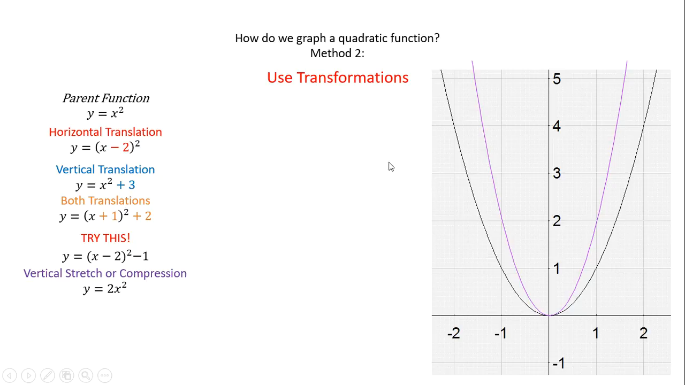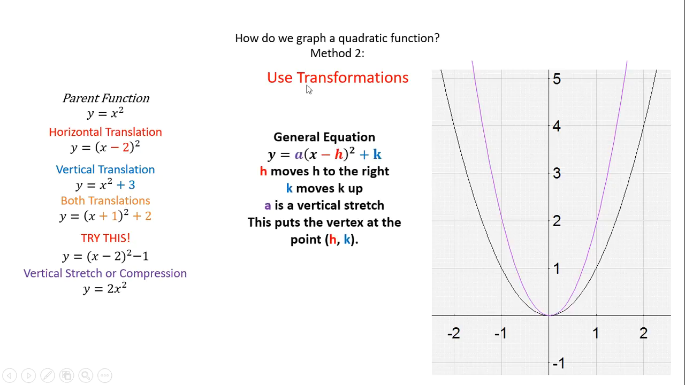An easy way of checking to see what this stretch or compression should be, if you're looking at the graph: when you go over 1, how far do you go up? That's going to be this number. So if our first point was at 1 comma 3, it would be a 3x squared.